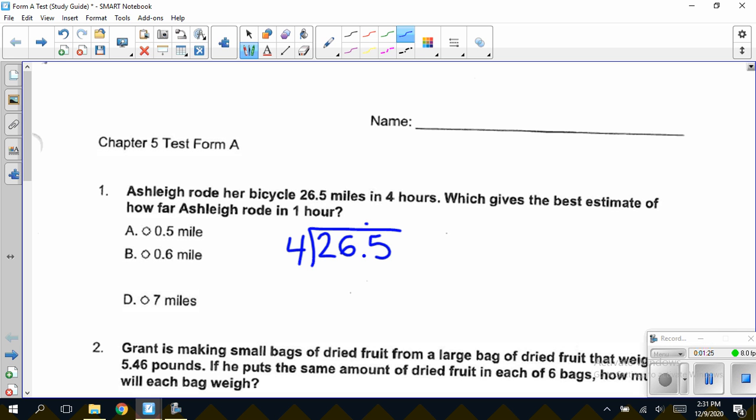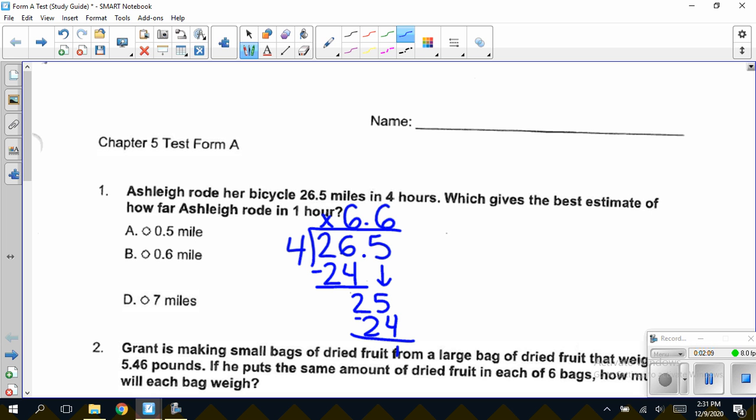So bringing my decimal straight up, I know now that I can start dividing like I have two whole numbers. And when I do this, I notice that 4 cannot go into 2. So I'm going to figure out how many times 4 can go into 26. I know that 4 times 6 is 24, and that's as close as I'm going to get. So 26 minus 24 gives me 2. Bring down the 5. And then I see that 4 can only go into 25 6 times again, which is 24. And when I subtract, I do have a remainder.